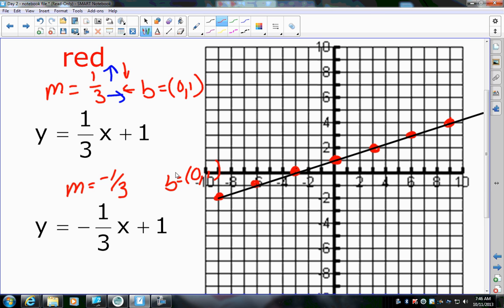Now this time it's negative 1/3. Since it's negative, it tells me to go down 1 to the right, 3. So the y-intercept stays the same in this. Down 1 to the right, 1, 2, 3. Down 1 to the right, 1, 2, 3. To go backwards, I'm going to go up 1 to the left, 1, 2, 3. Up 1 to the left, 1, 2, 3. And then you'll draw your line.